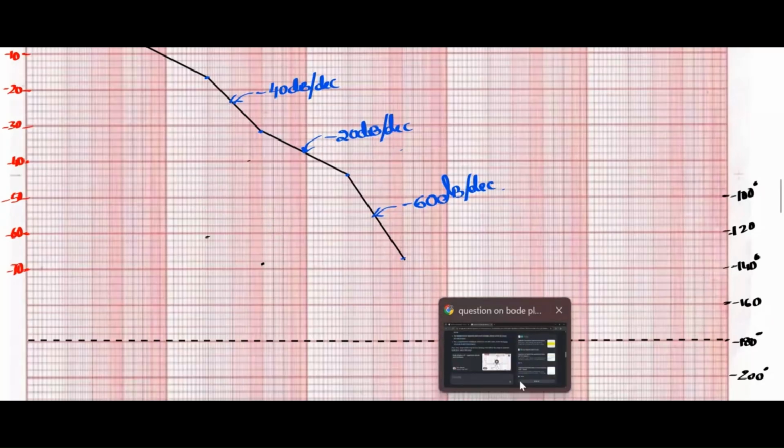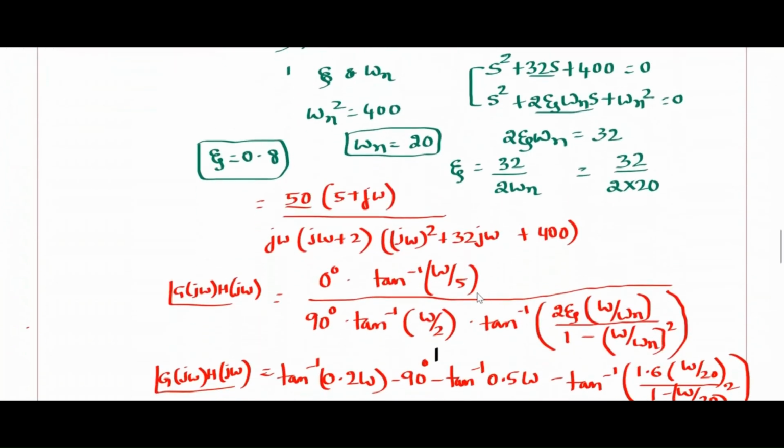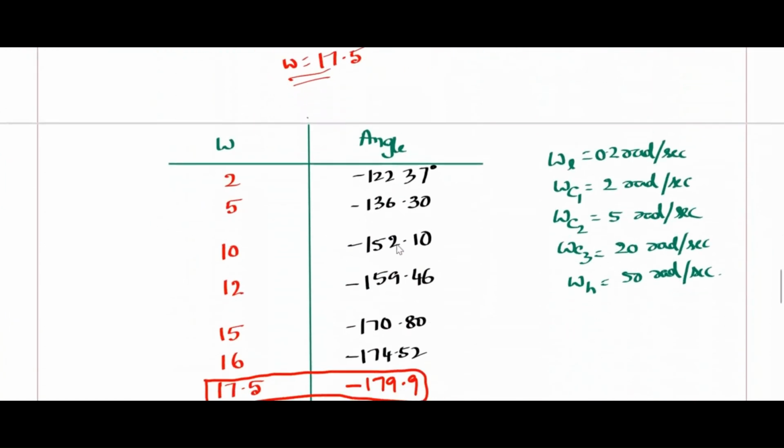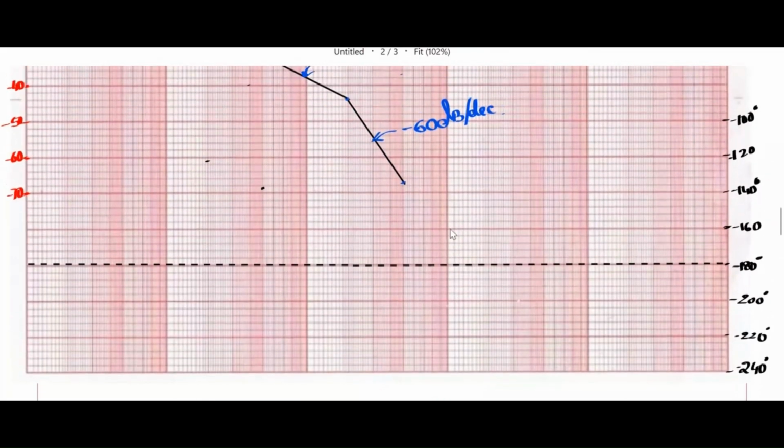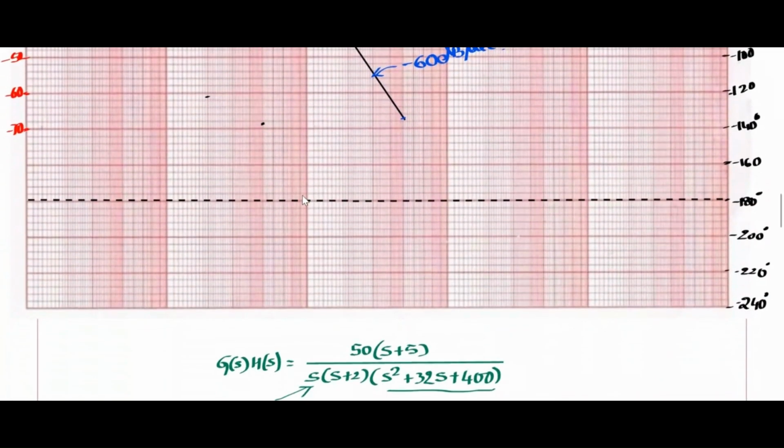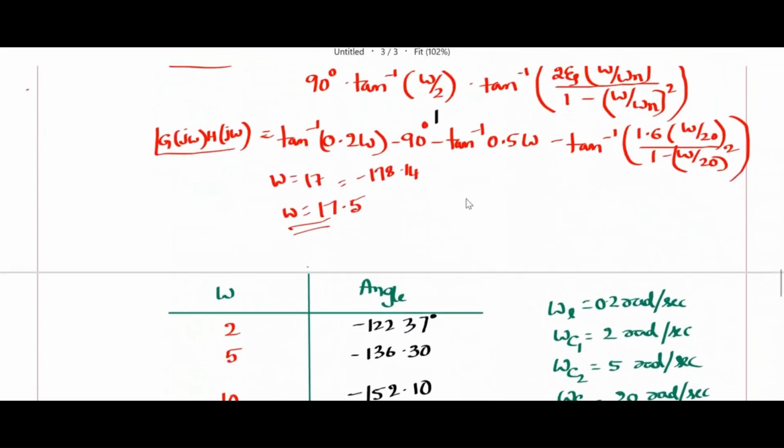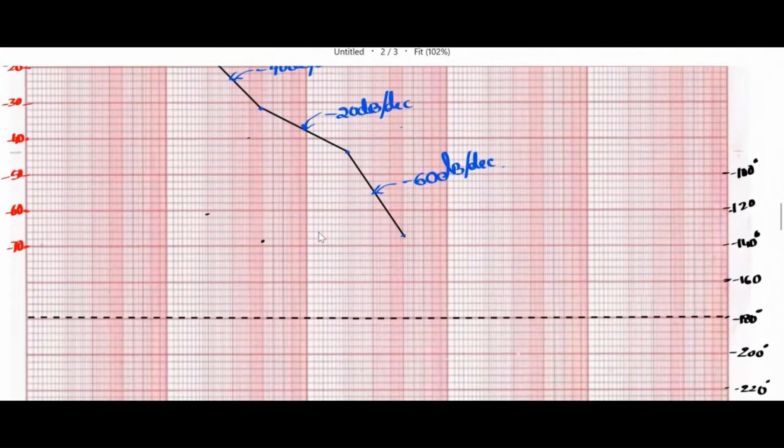Now let me go with the next angle. The next angle is minus 152.10 for 10 radians per second. Where is 10 radians per second? This is 10 radians per second. Minus 152.10. So 144, 148, 152. Somewhere I'll put a point here. So 144, 148, 152, somewhere here. So the point will come here.